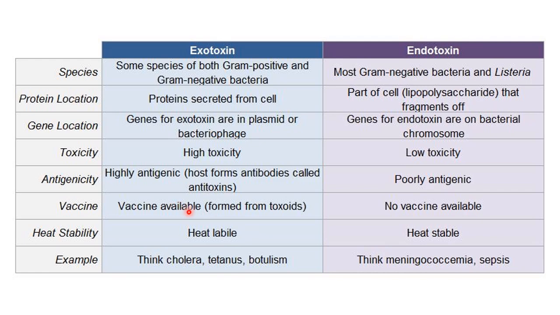Vaccine. A vaccine is available which is prepared by using toxoids in the case of exotoxins, and in the case of endotoxin no vaccine is available. Exotoxins are heat labile, endotoxins are heat stable. For example, in the case of exotoxin you can think of cholera, tetanus and botulism. In the case of endotoxin you can think of meningococcemia, okay, and sepsis.